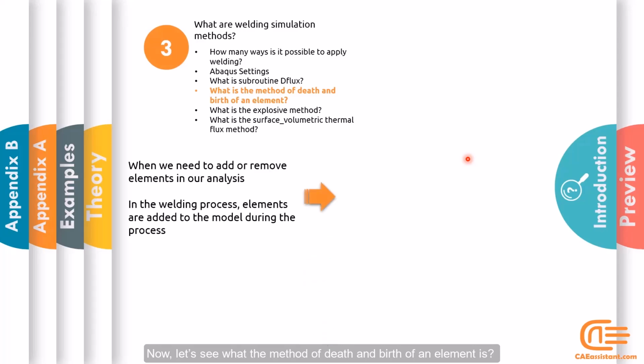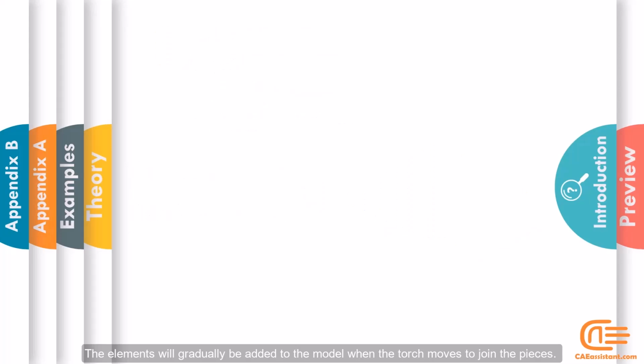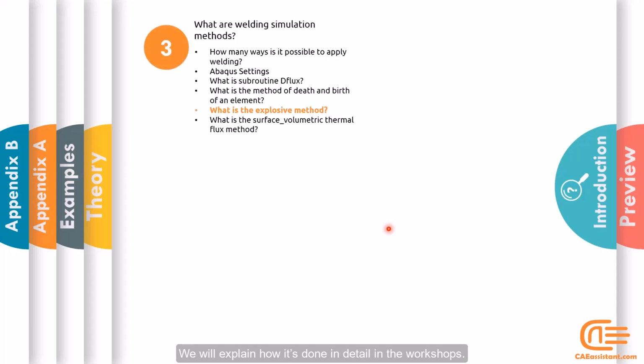Now let's see what the method of death and birth of an element is. We use this method when we need to add or remove elements in our analysis. To better understand, look at this welding process as an example. At first, there are no elements between the two pieces. The elements will gradually be added to the model when the torch moves to join the pieces. We will explain how it's done in detail in the workshops.